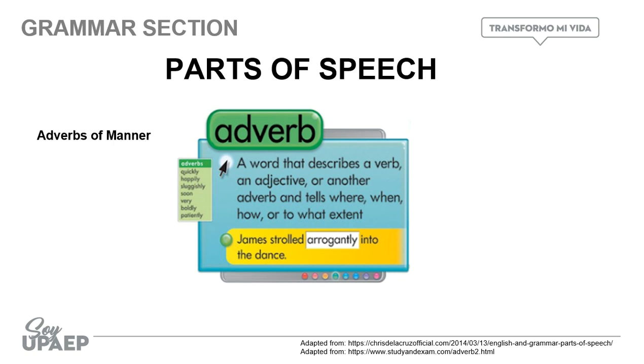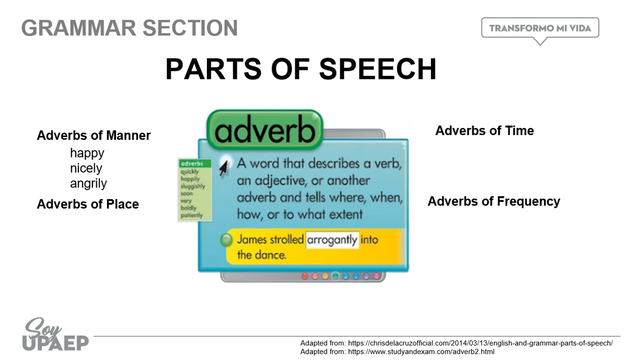There are different kinds of adverbs. For example, adverbs of manner, adverbs of place, adverbs of time, adverbs of frequency. In terms of adverbs of manner, right? For example, happily, nicely, angrily, is the way that you do something. Adverbs of place: here, outside, inside. Adverbs of time: tomorrow, yesterday, now, for example. Adverbs of frequency: always, never, usually, sometimes, etc.